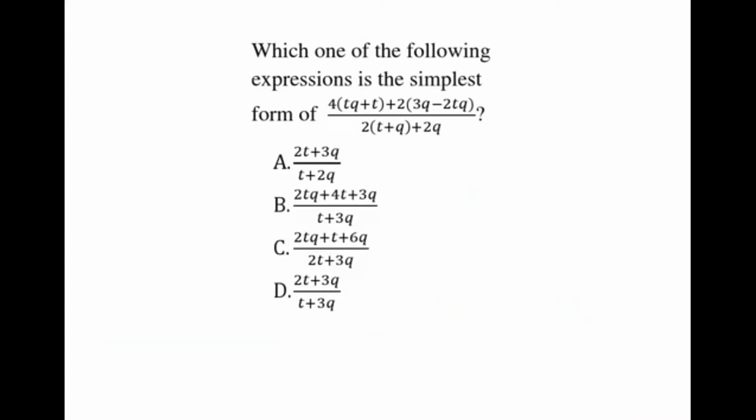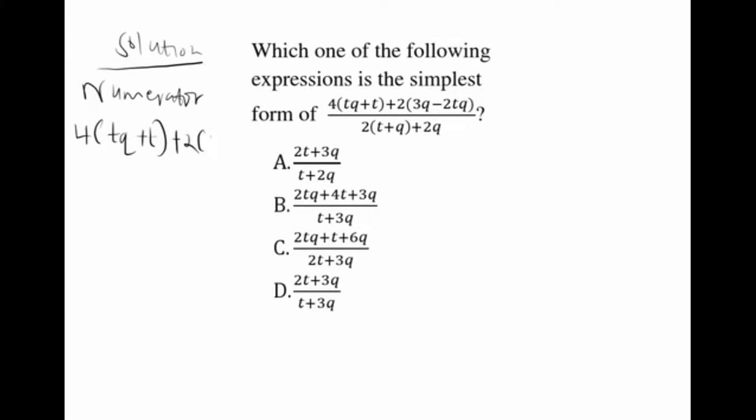Which one of the following expressions is the simplest form of (4(tq + t) + 2(3q - 2tq)) over (2(t + q) + 2q)? Solution. We are first going to deal with the numerator. Our numerator in this case is 4(tq + t) + 2(3q - 2tq). We can open our brackets.